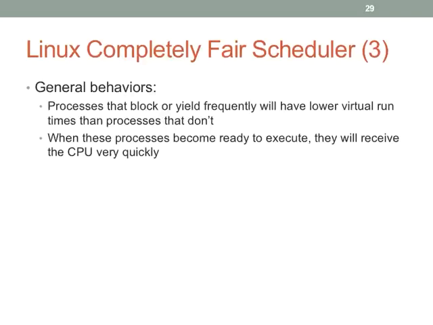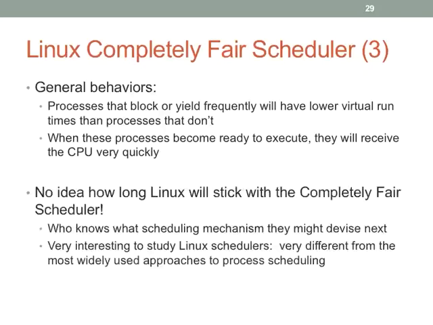Okay. So here are the general behaviors. Processes blocking or yielding frequently have lower virtual run times because they're not getting to run. Their virtual clocks aren't progressing. And so they end up leftmost most of the time because their virtual clocks are very low, and so they get the CPU really quickly. So that's a good thing.